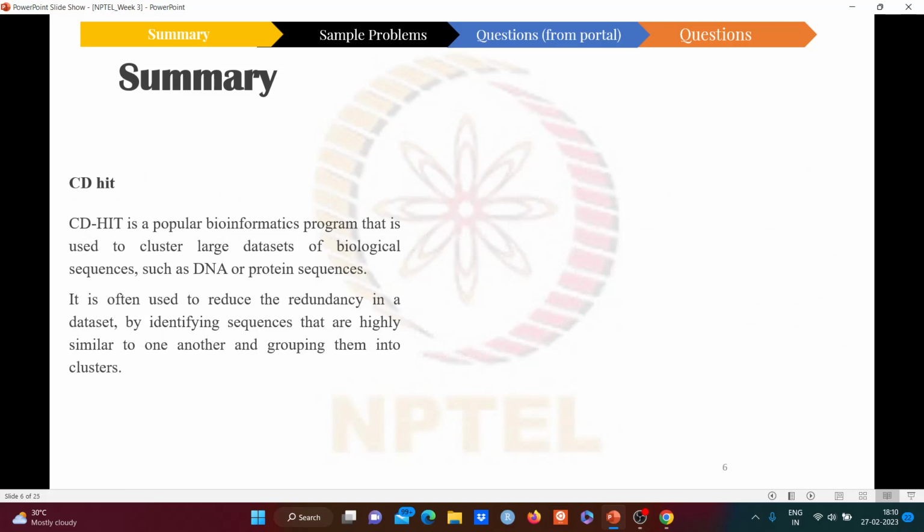Next is how can we acquire a non-redundant dataset. The popular algorithm is CD-HIT. CD-HIT is a popular bioinformatics tool for clustering and comparing large sets of protein or nucleotide sequences. It is a fast and efficient algorithm that can handle millions of sequences within a reasonable time frame. CD-HIT can be used for various purposes including sequence clustering, sequence redundancy reduction, that is, getting a non-redundant sequence dataset, sequence database construction, and protein family classification.